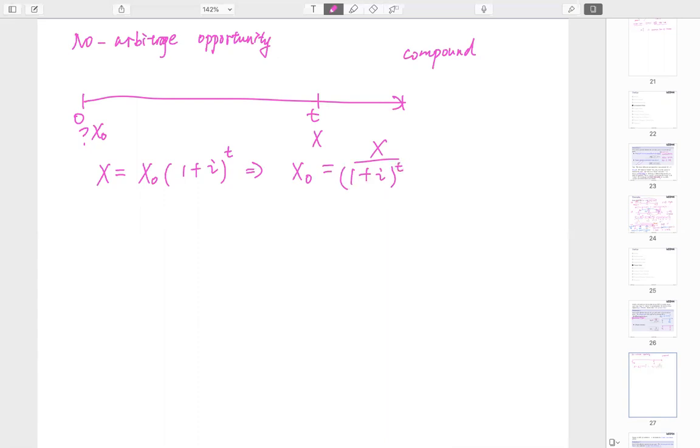Okay, so now assume my present value at time t of x is not this. Well, if it's not, there are only two options, right? So the first option is this is bigger.